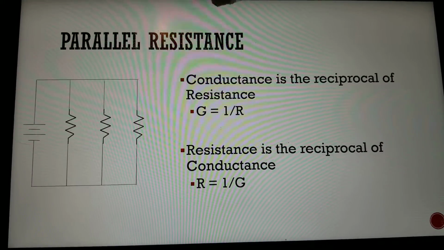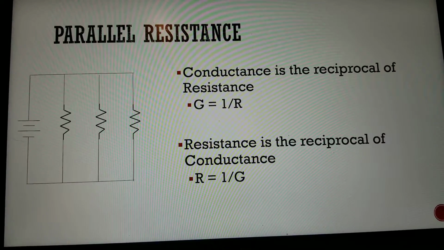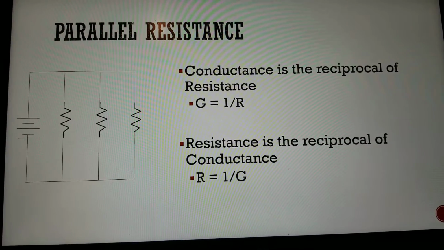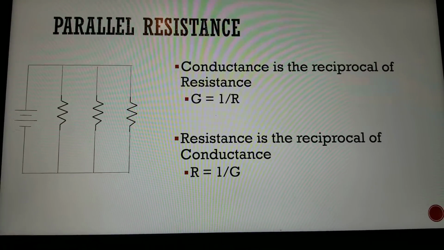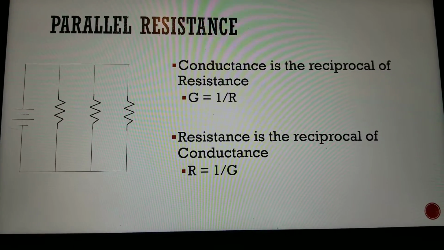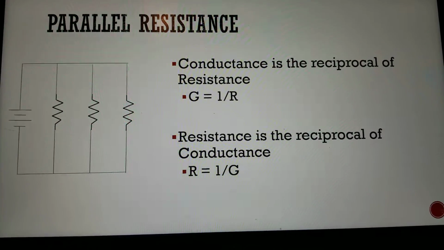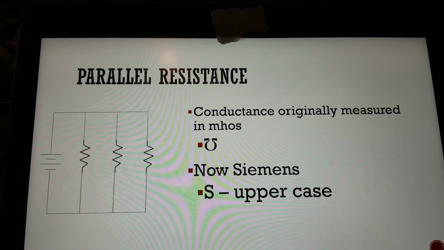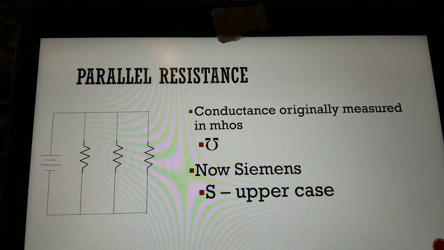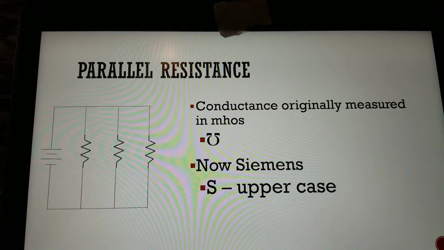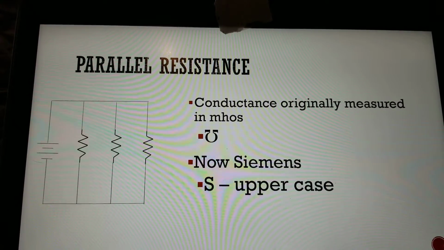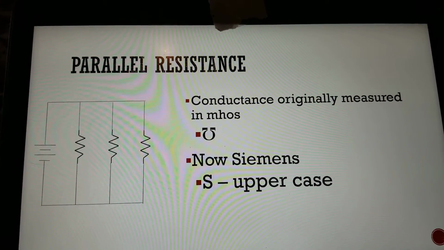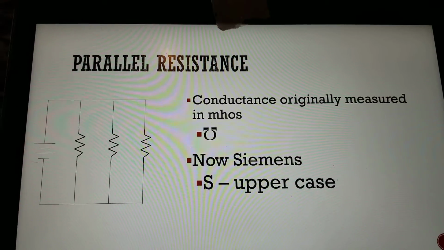We find parallel resistance by using conductance. Conductance is the reciprocal of resistance. Resistance is the reciprocal of conductance. They have a reciprocal relationship. Conductance was originally measured in mhos, and the upside down ohm symbol was used. Now we use Siemens, uppercase S.